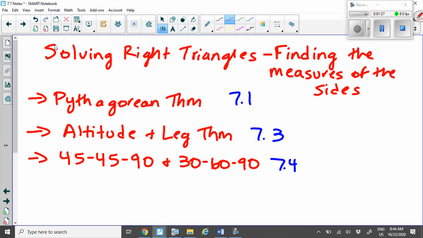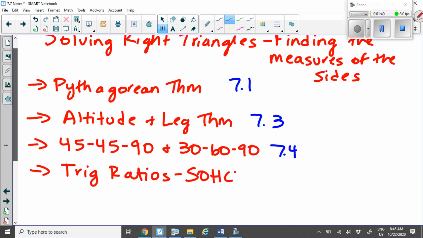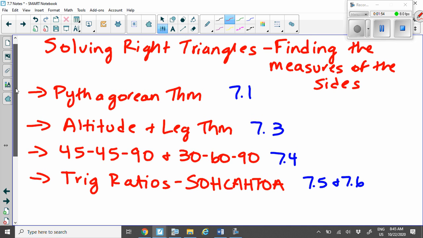Then in 7.5 and 7.6, we talked about trig ratios. So this was our SOHCAHTOA, our sine, cosine, and tangent. So this was 7.5 and 7.6. Okay. Now, basically, we've always been finding the measures of the sides of right triangles.